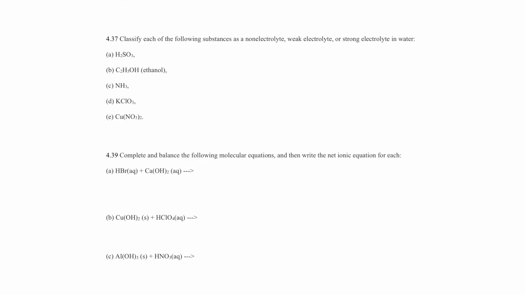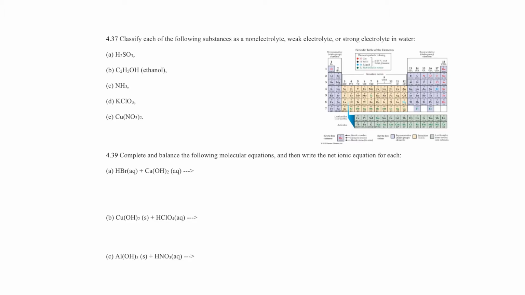We're in Chapter 4 on aqueous reactions and solution stoichiometry, and this is the end of the chapter questions number 37 and 39. Classify each of the following substances as a non-electrolyte, a weak electrolyte, or a strong electrolyte in water. Okay, I've included a periodic table.